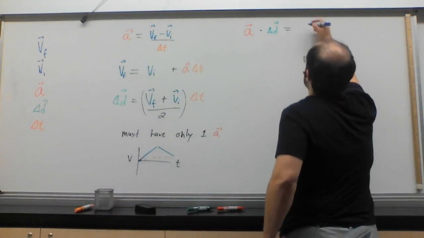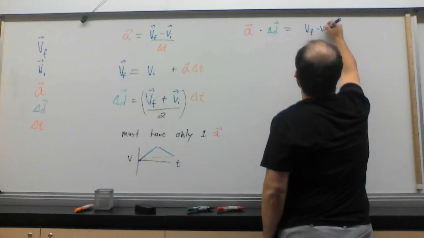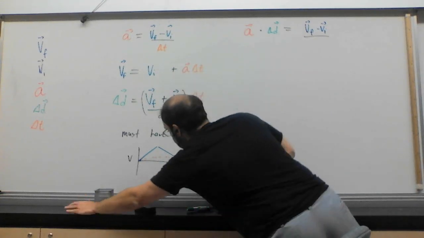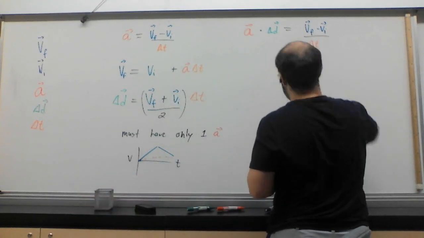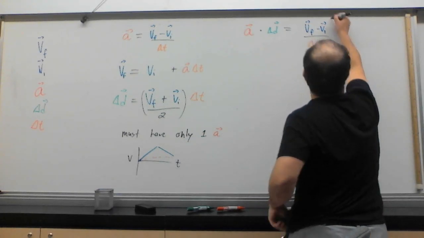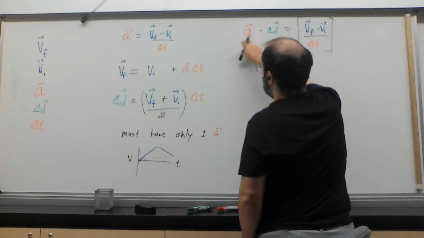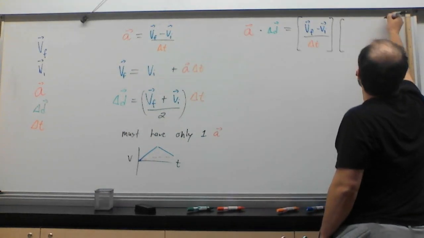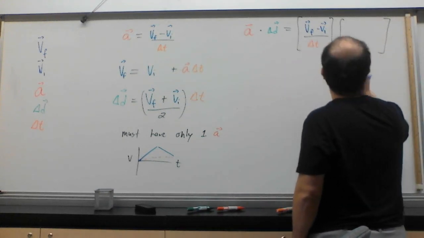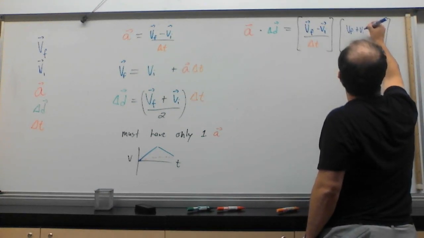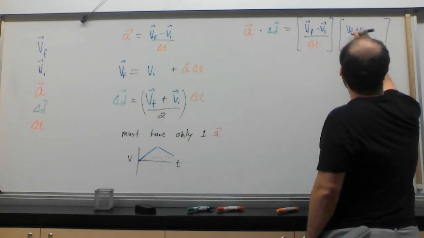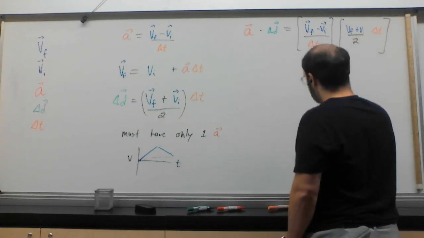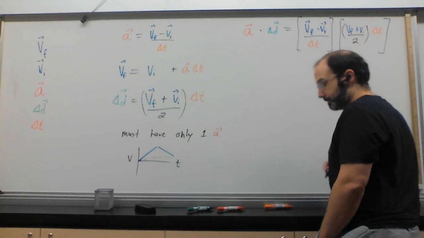So I'm going to get, let's go with VF minus VI, all divided by delta T. And that whole thing is, of course, the A from there. This delta D becomes the other part. And we're going to get VF plus VI divided by 2, all times delta T. Let's get a few brackets in there.